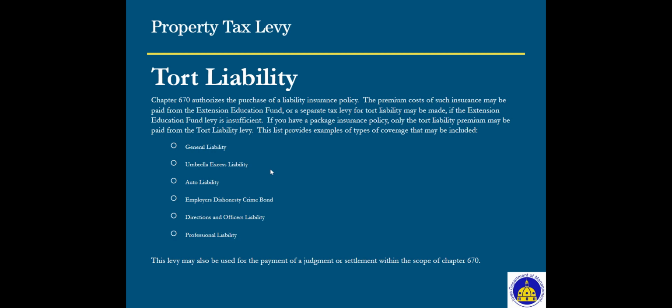And here's just some examples of the different types of coverage that may be included. The levy can also be used to pay for the payment of a judgment or settlement that's within the scope of 670.